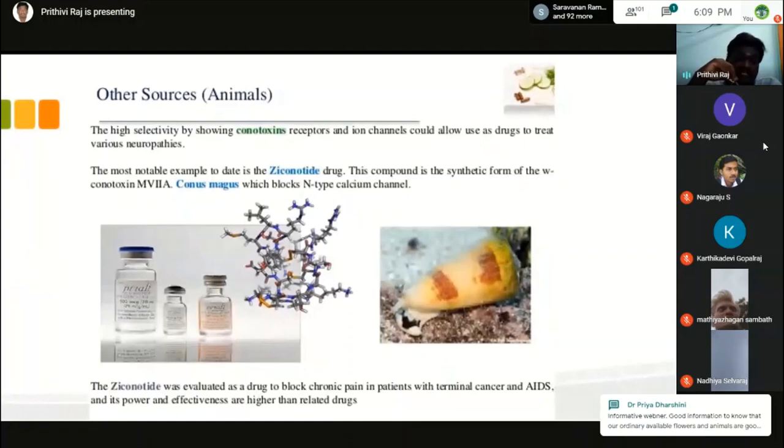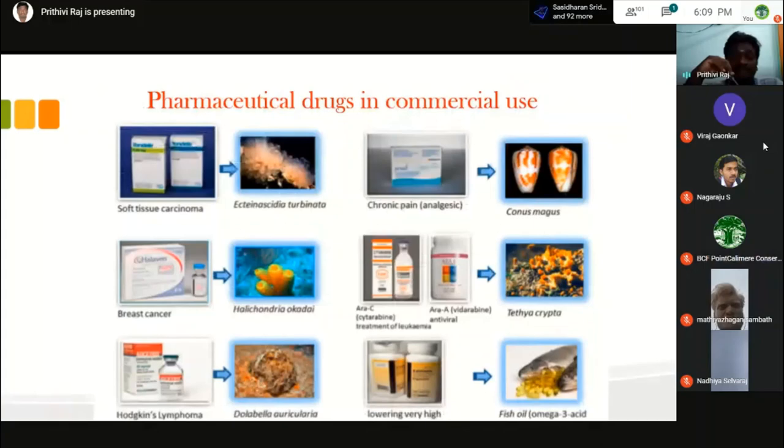So what are the drugs available in possible combinations? I can show that for cancer, it is obtained from sponges. For chronic pain, it is obtained from Conus magus. For breast cancer, halichondrin is obtained from sponges. Cytarabine is used to treat leukemia, and it is also obtained from marine sponges.